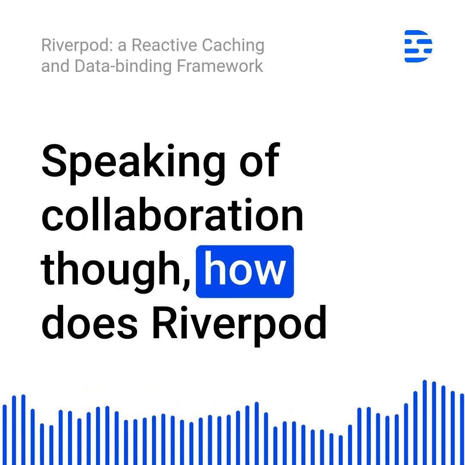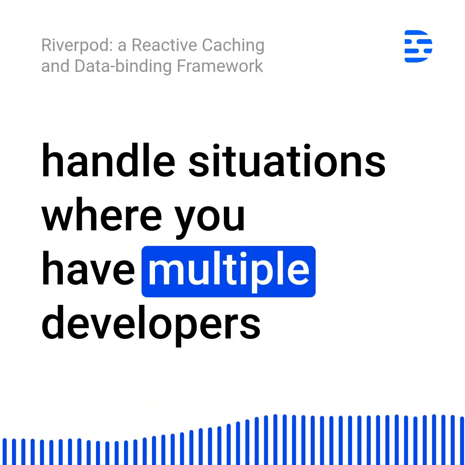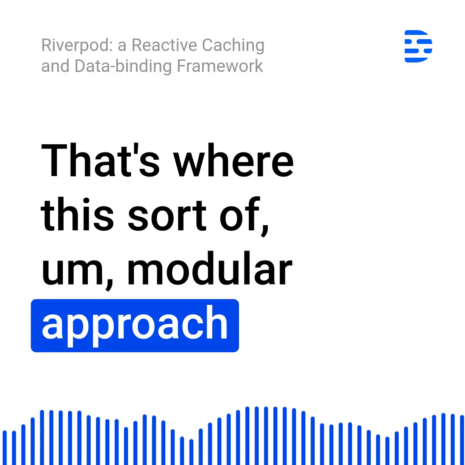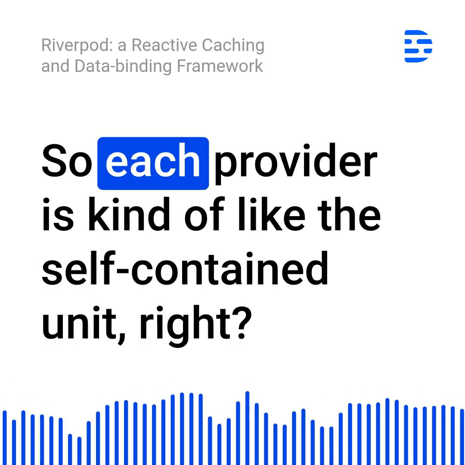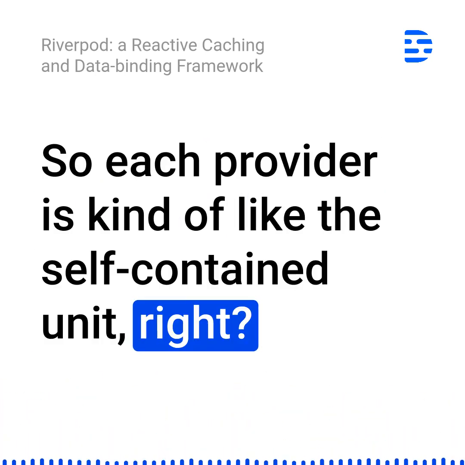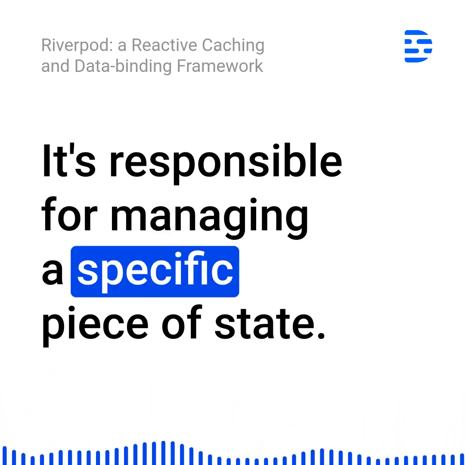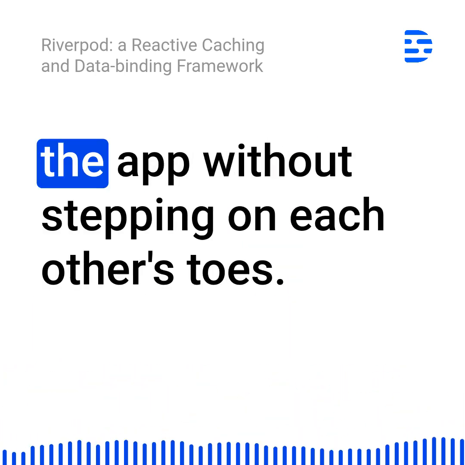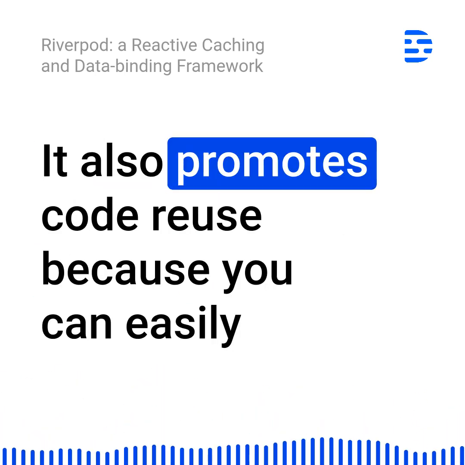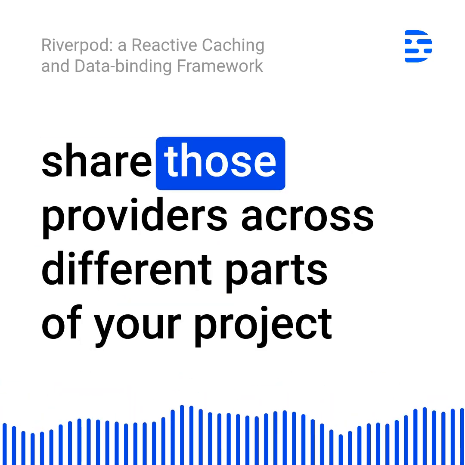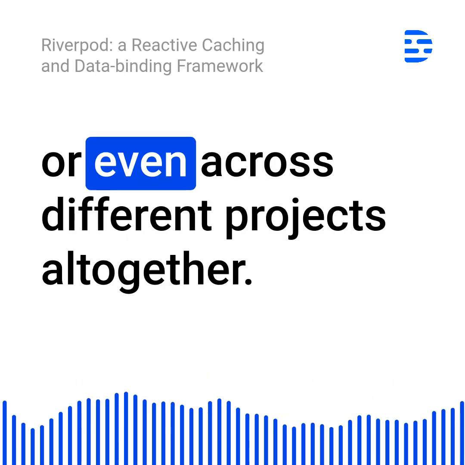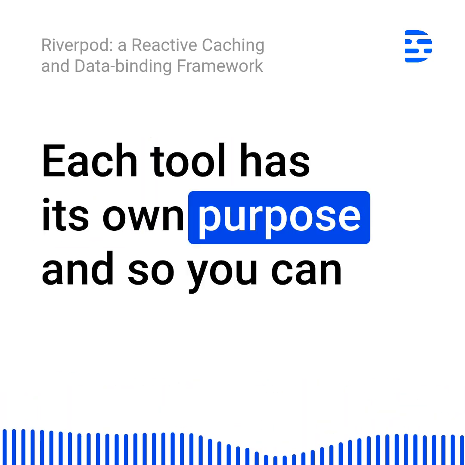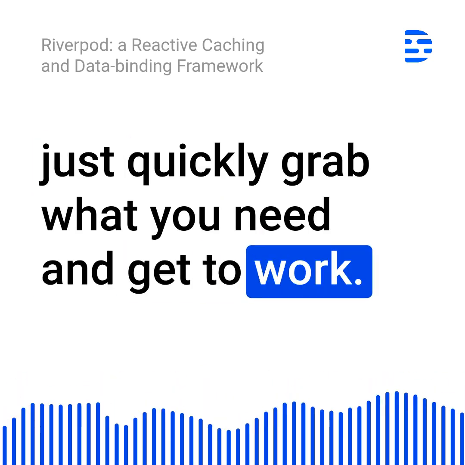Speaking of collaboration, though, how does Riverpod handle situations where you have multiple developers working on different parts of the app? That's where the modular approach that Riverpod encourages really comes in. So each provider is kind of like a self-contained unit, right? It's responsible for managing a specific piece of state. And so that makes it much easier for different developers to work on their own parts of the app without stepping on each other's toes. It also promotes code reuse because you can easily share those providers across different parts of your project or even across different projects altogether. It's like having a really well-organized toolbox. Yeah. Each tool has its own purpose, so you can quickly grab what you need and get to work. That's a great way to put it.